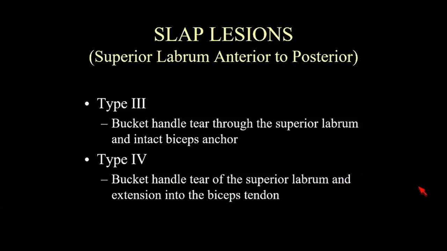Type 3 is a bucket handle tear. So this is the case that we were given, and that's really going to start to involve displacement into the joint. Whether or not it involves the long head of the biceps differentiates the 3s from the 4s.